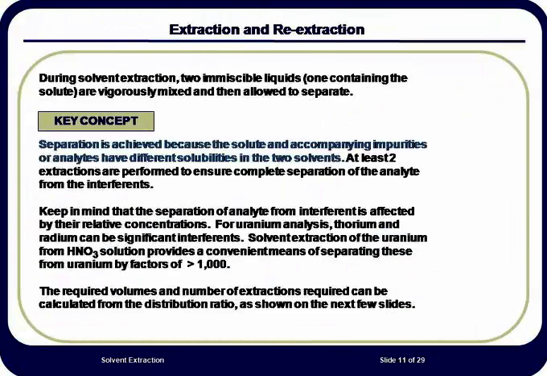The extractability of a radionuclide is defined by a factor called the distribution ratio, D sub R. The key concept for the overall separation of a radionuclide from any interference is that their solubilities in the two phases should be sufficiently different to effect a separation in a reasonable volume and an initial plus re-extraction process. This means that their D sub R values will be significantly different by a factor of about 100.